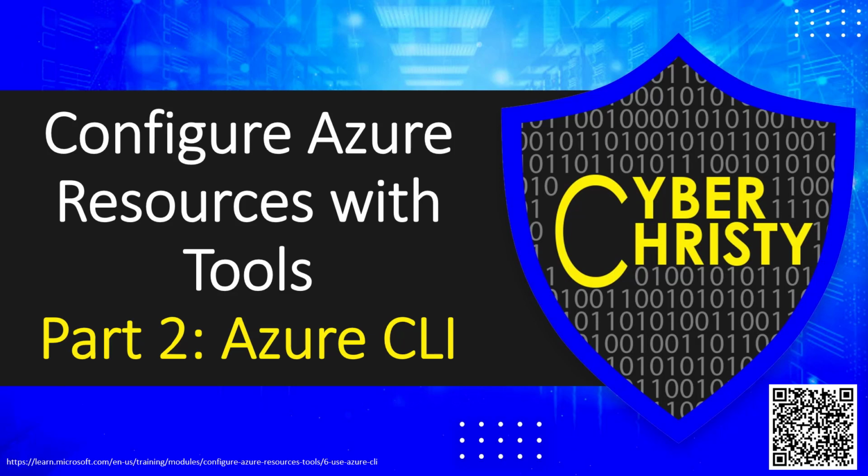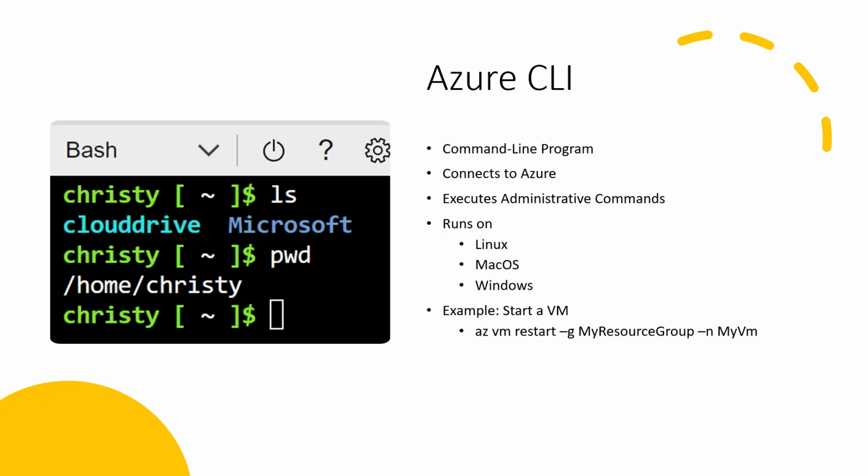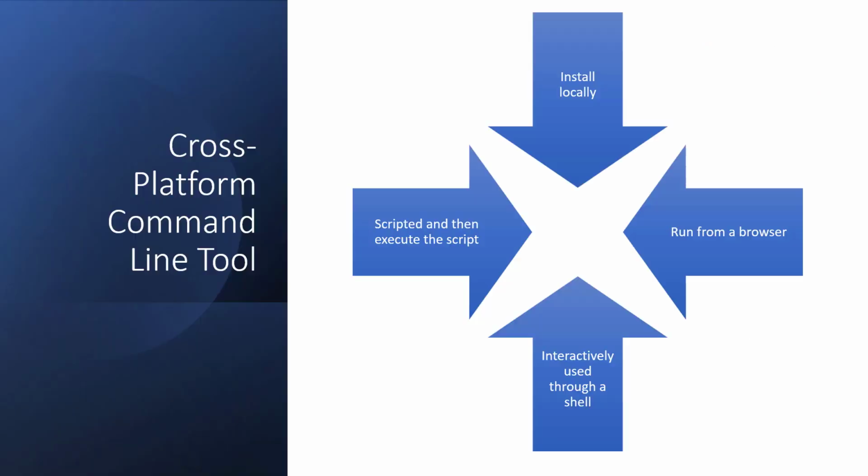This video focuses on Azure CLI, or Command-Line Interface. Azure CLI is a command-line program to connect to Azure and execute administrative commands on Azure resources. It runs on Linux, macOS, and Windows, and allows administrators and developers to execute their commands through a terminal, command line prompt, or script instead of a web browser. For example, to restart a VM, you would use a command such as the following: az vm restart -g MyResourceGroup -n MyVm. And in this case, MyVm is your virtual machine.